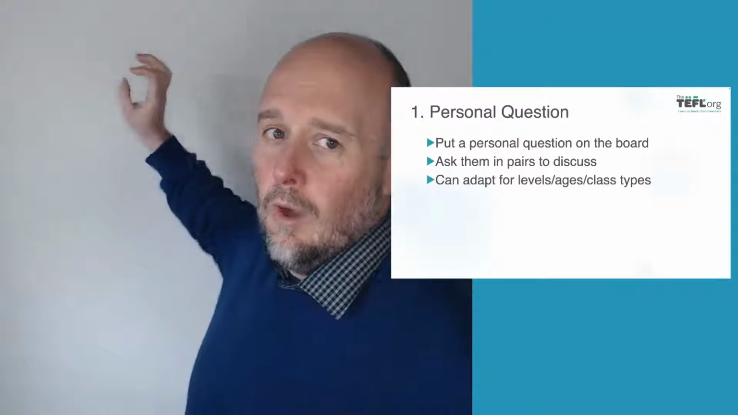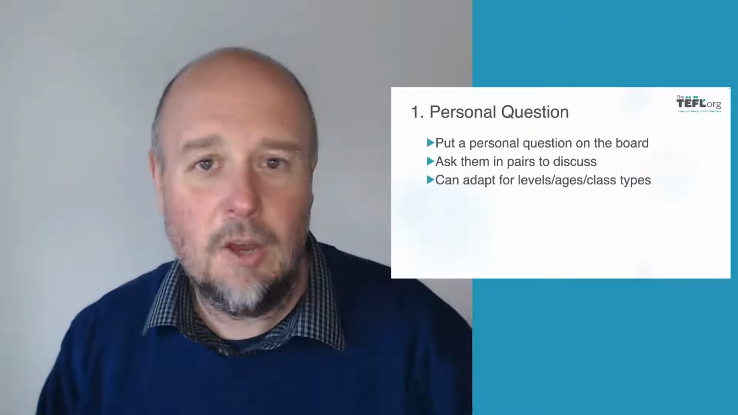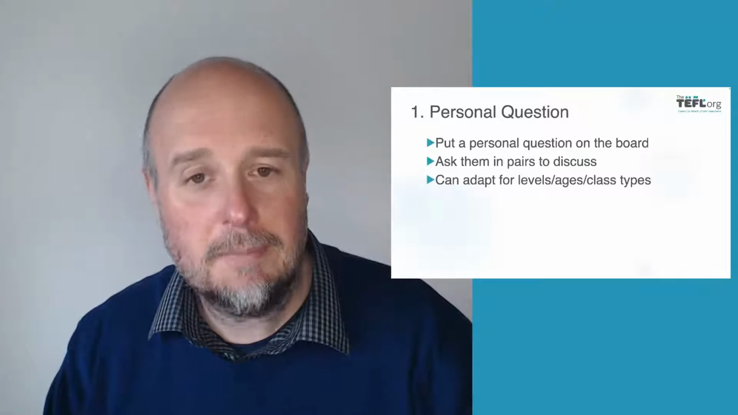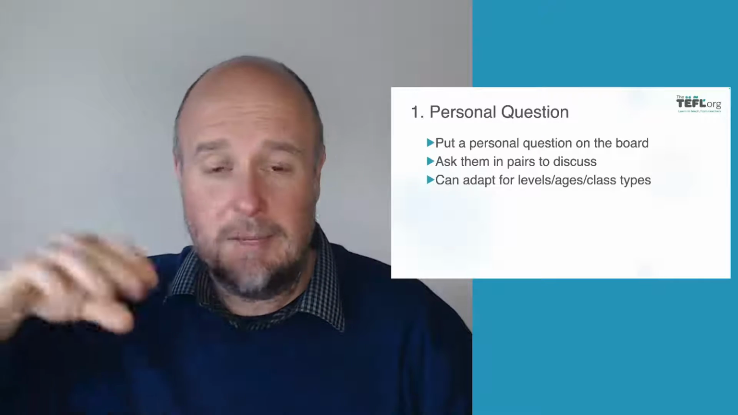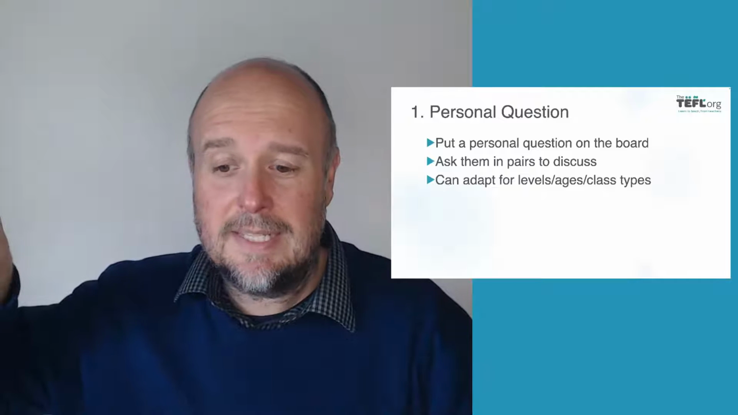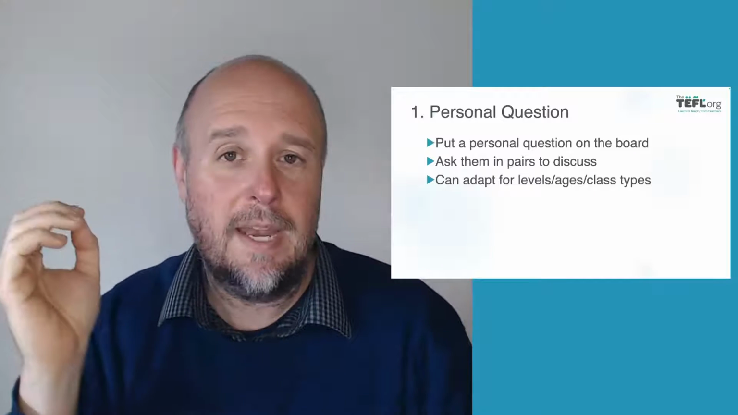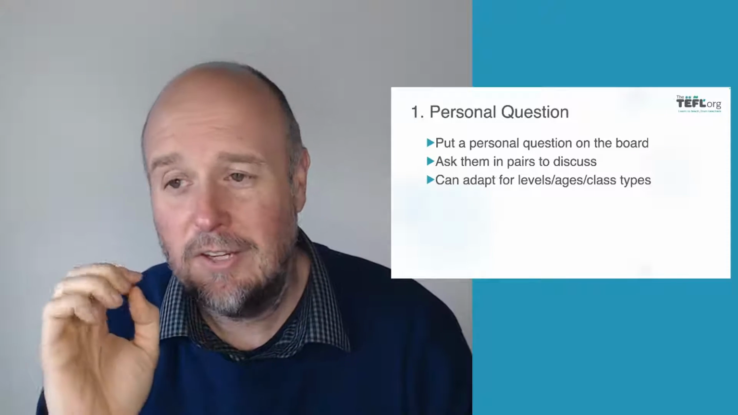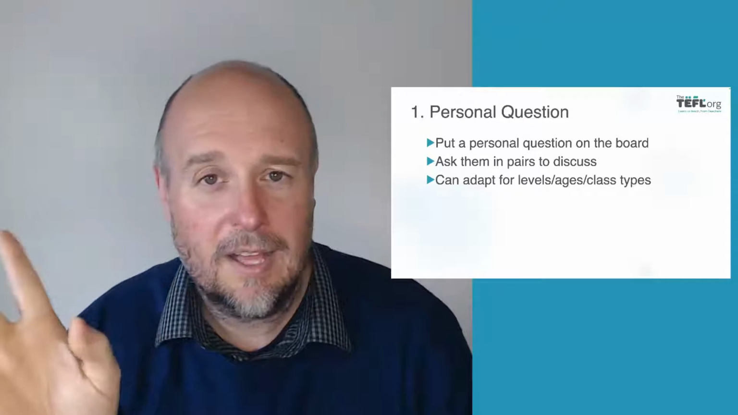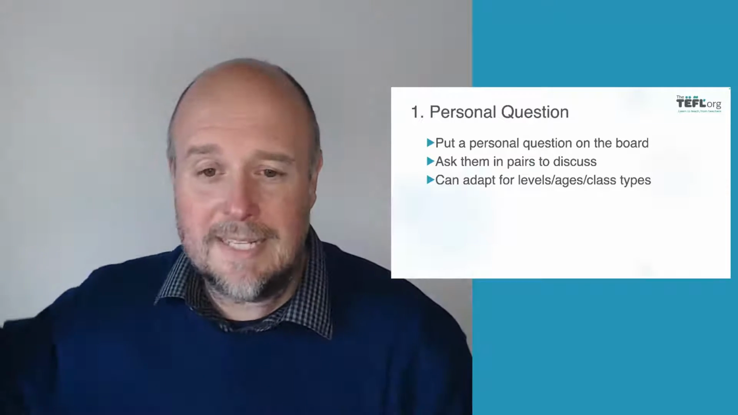For low levels, kids, you could say something like, what's your favorite animal? Why? That could be really good for low levels. For class types, you could talk about some sort of business. If you're doing business English classes, legal English classes, or academic English classes, you could put up a question to do with law, with business, whatever it might be.